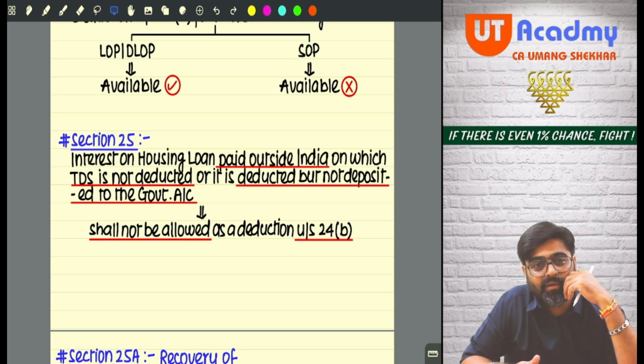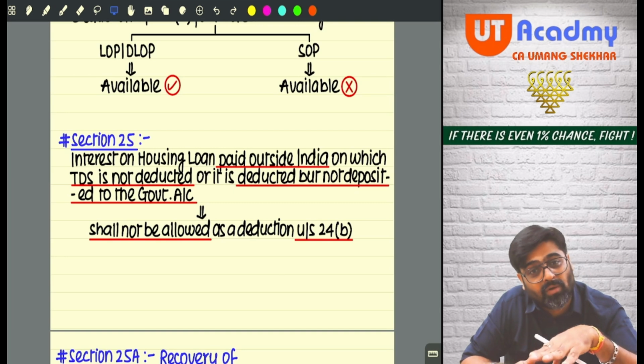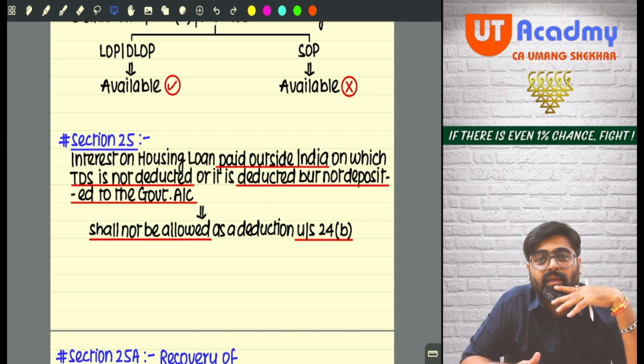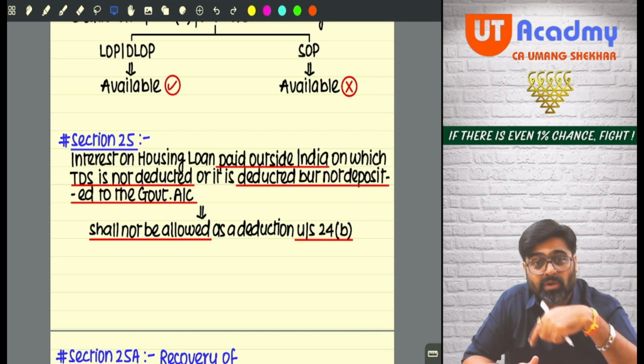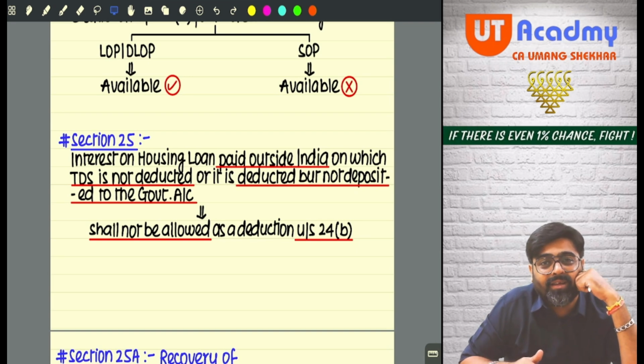But what did you do? You did not deduct the TDS. Without deducting TDS, you gave the money. Or you deducted TDS, but you did not deposit that TDS in the government account.